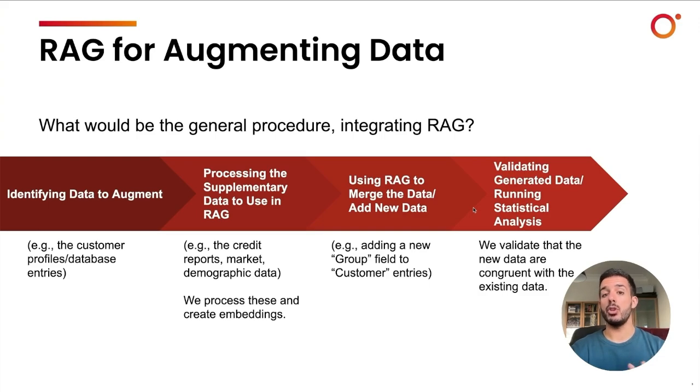So we may validate that the new data are congruent with existing values, that there isn't any new field that is completely different from the previous fields or that doesn't make sense, such as, for example, a customer being 70 years old and being grouped into a demographic category, which is, for example, 20-somethings to 30-somethings, some big mistake like that. And we may also validate the confidence scores or the justifications if we ask the LLM to provide these.